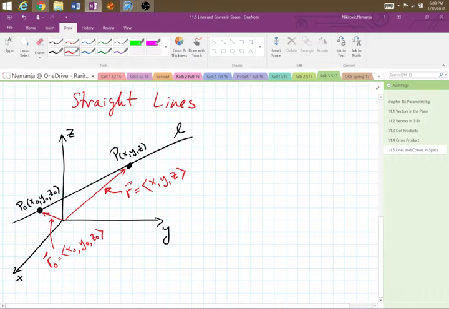Now, what is the equation of the line? This is major. r is equal to r0 plus tv. Vector, vector, vector.